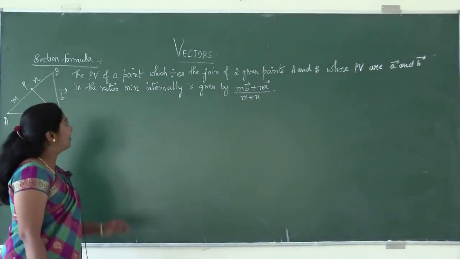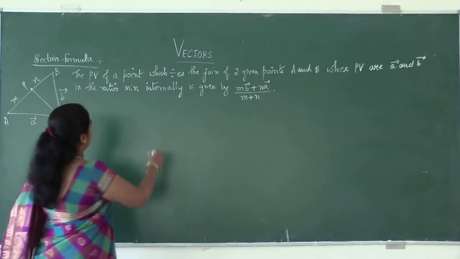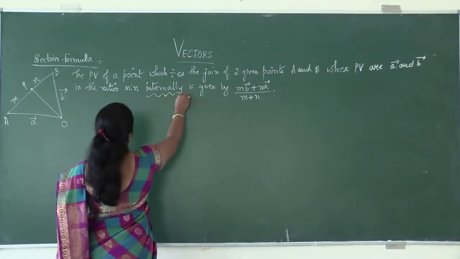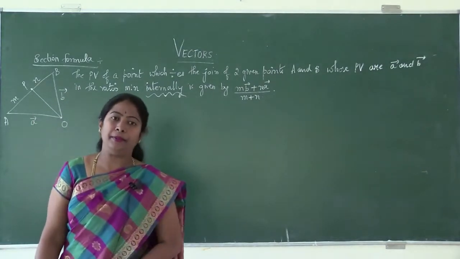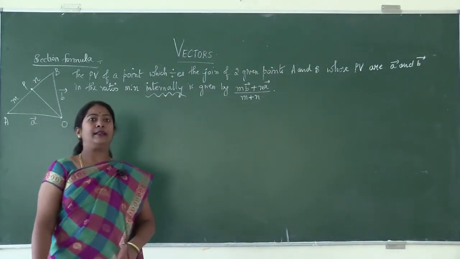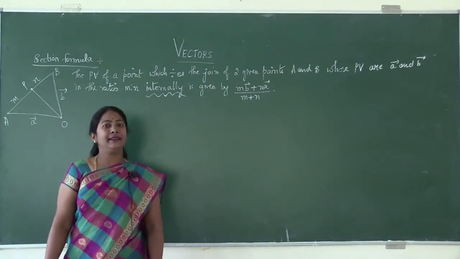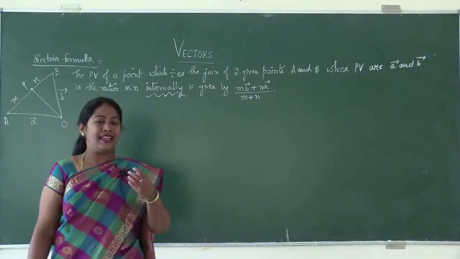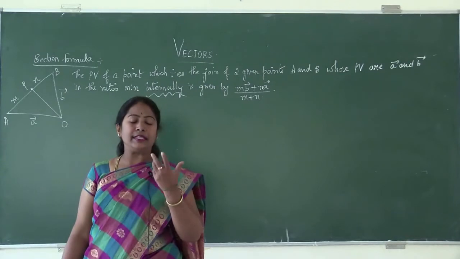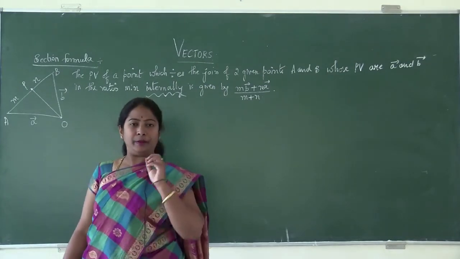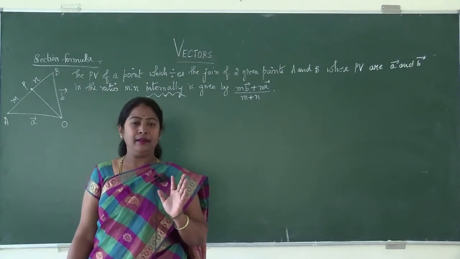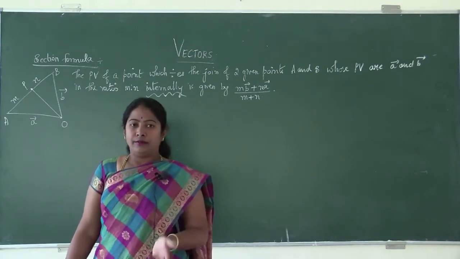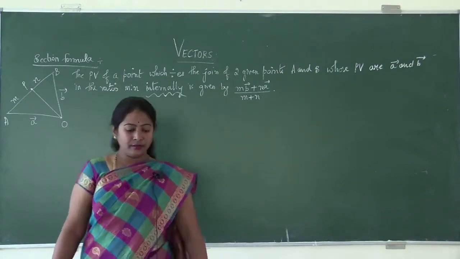internally. The position vector is given by m into vector B plus n into vector A, the whole thing divided by m plus n. That is nothing but, in simple words, derive m into vector B plus n into vector A divided by m plus n. Clear? Now, we shall do the derivation.